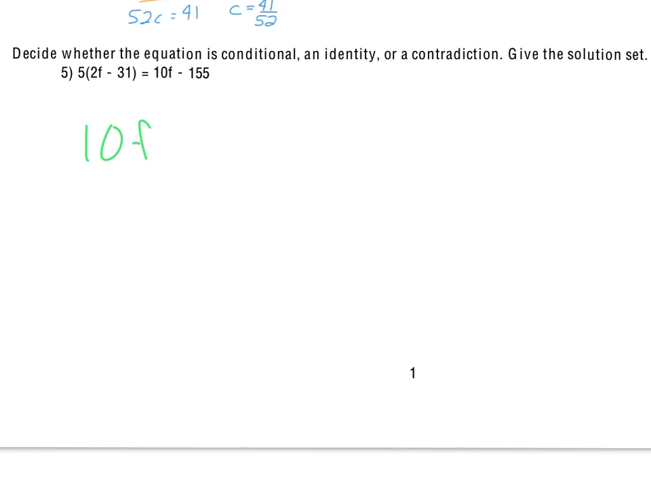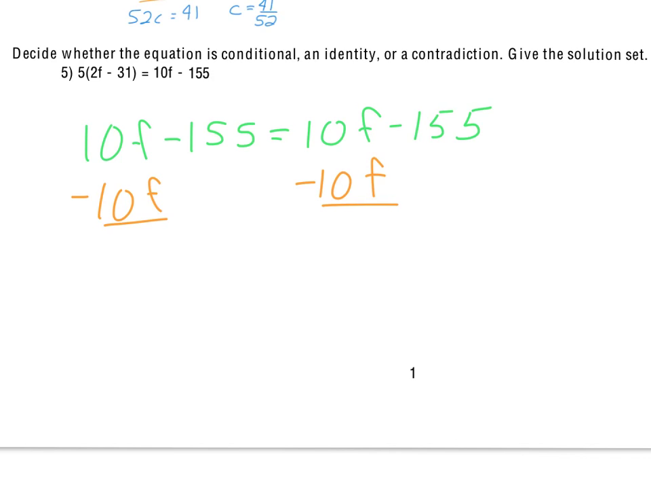So for this first one, we really just need to distribute the 5. We get 10f minus 155 equals 10f minus 155. Now at that point you might look at that and say, there's something going on here. If you do need to go a step further, that's perfectly fine, and that's kind of the standard way that we do that. We end up with negative 155 equals negative 155. So since this is a true statement, it's always true, then this is an identity.